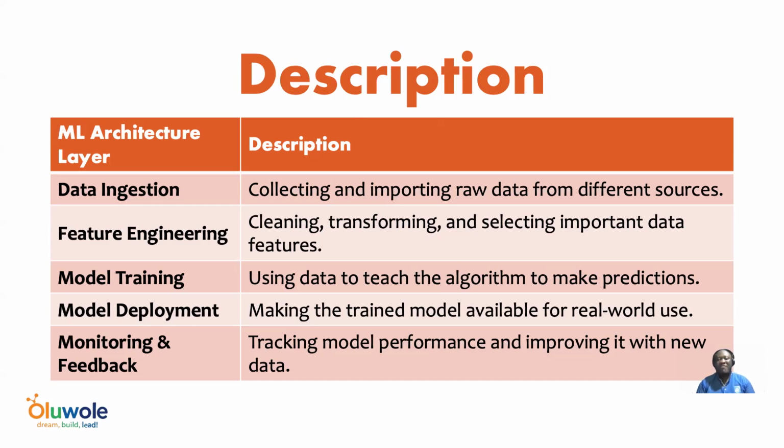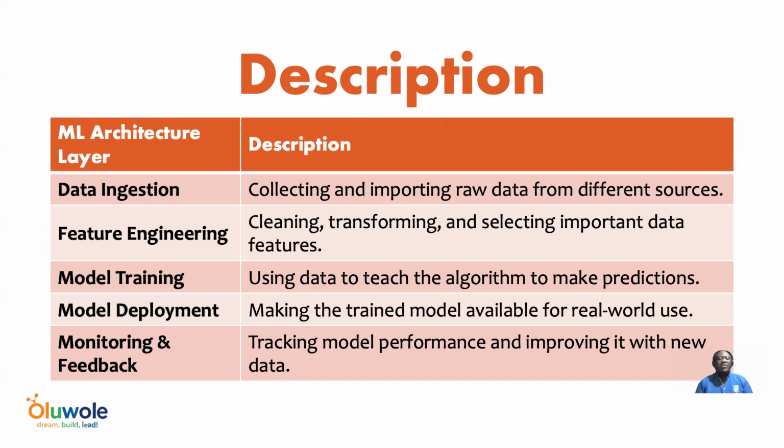Then you now deploy your model. Model deployment: you are making the trained model available for real world use. You want to see, okay, I've built this system to detect the advantages. If I throw it out there, can it actually do the work? Then tracking and feedback. You're tracking your model. Is it working the way you want it to work?